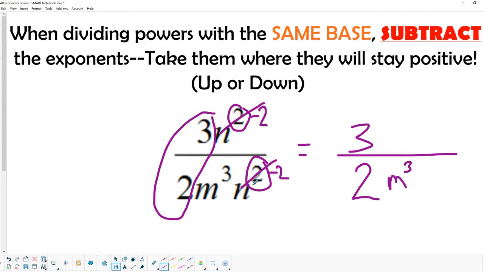Another way to look at this is you've got the same thing on the top and the bottom as far as n squared is concerned. Anything divided by itself equals 1. So that would be that.